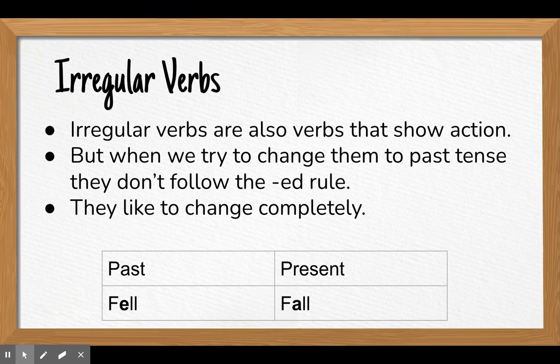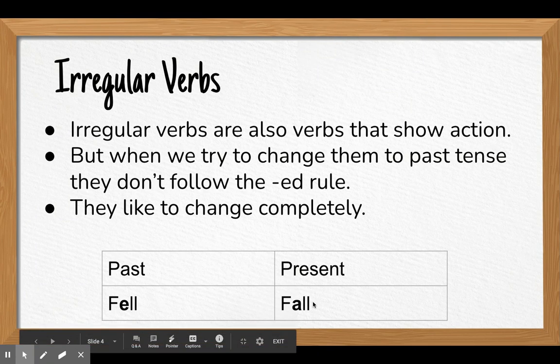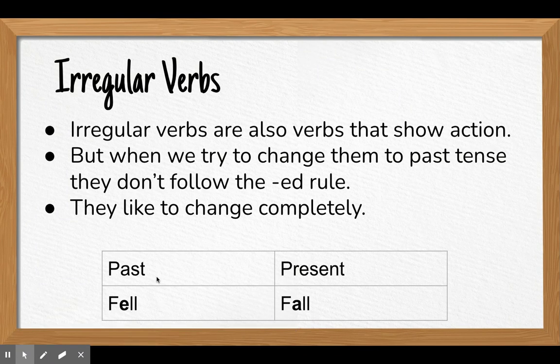So, thinking of this word fall, right? The word fall, if I use it in the present, it's fall. But if I change it to the past, I cannot say falled by adding ed. I change the word to fell. So it is the same word as fall, but it's now in the past tense as fell. So this is considered an irregular verb because it doesn't pass the rule of changing just to ed.